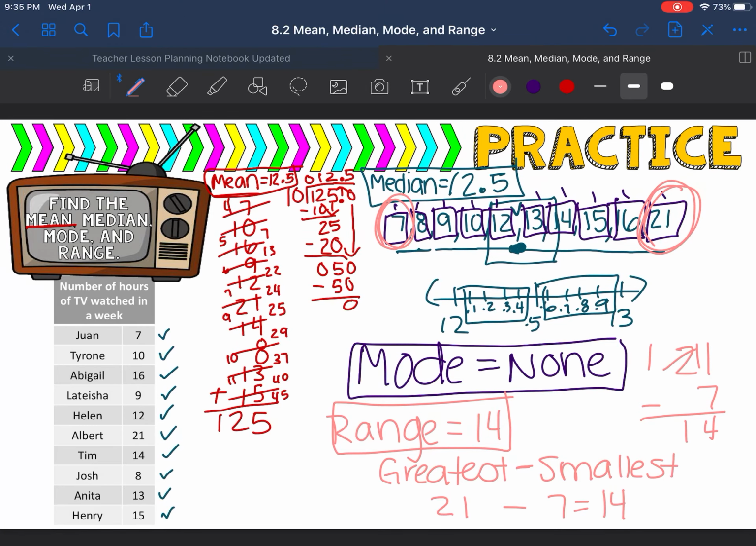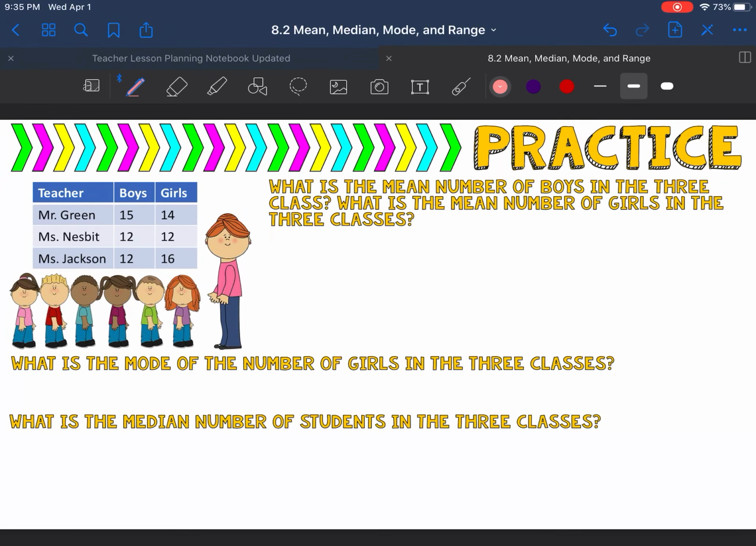So let's keep going. Let's do some more practice. So I have these 3 classes of students, Mr. Green, Miss Nesbitt, and Miss Jackson. Then I've broken down how many boys each teacher has and how many girls each teacher has. So let's look at our first question. Our first question says, what is the mean number of boys in the 3 classes? So let's do that first. So let's do boys over here.